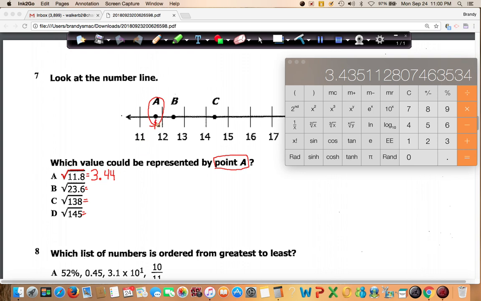Does this right here represent 3.44? No, of course not. It's got to be something that's between 11 and 12. So automatically it's wrong. Don't just go for the easiest answer, because very rarely will that be right. You really need to do the problem. Now that you know how to do it, you need to figure out the answers for B, C, and D, and mark the one that's between 11 and 12. Pause the video, write your work down to get all your points, and then move on to number 8.